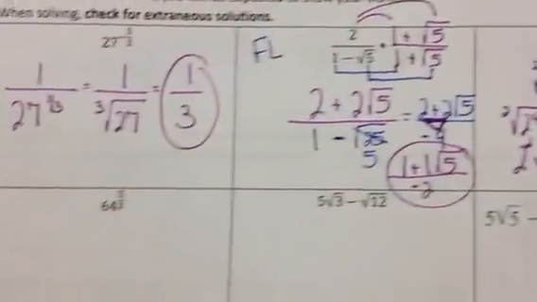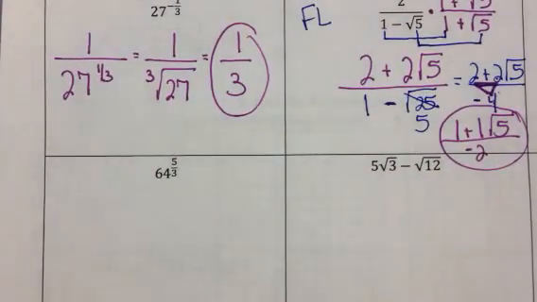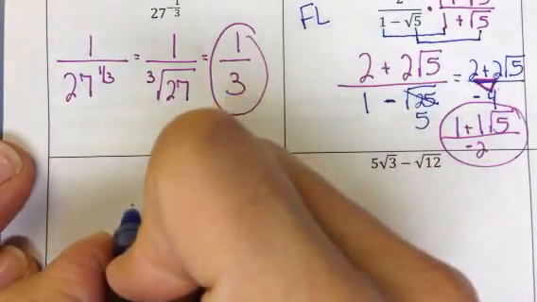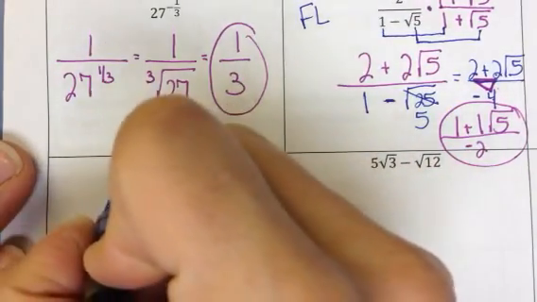Okay? So 64, again, the idea of 64 is it's not number 64. This problem is I don't know what 64 to the 5/3 power is, so I'm going to rewrite it.